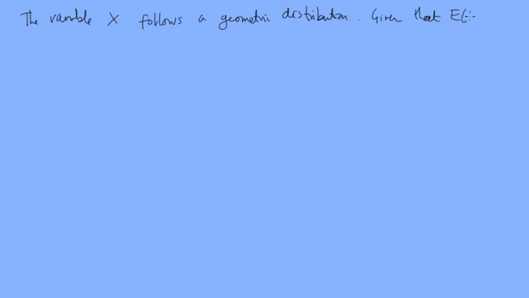Okay, let's look at another one. The variable X follows a geometric distribution, given that E of X equals 3.5. Find P where X is greater than 6.